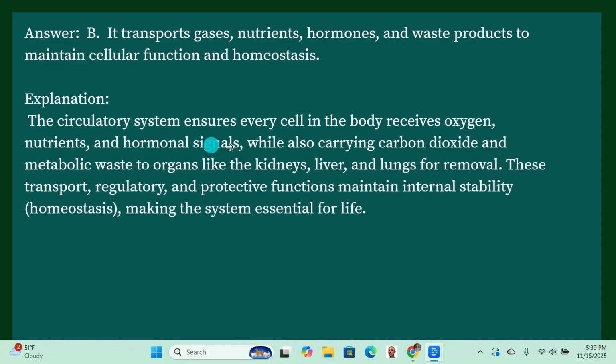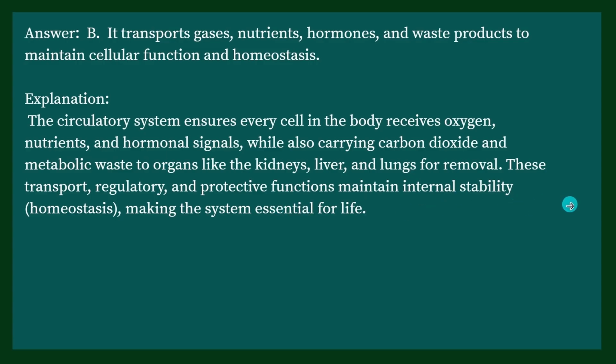The circulatory system ensures every cell in the body receives oxygen, nutrients, and hormonal signals, while also carrying carbon dioxide and metabolic waste to organs like the kidneys, liver, and lungs for removal. These transport, regulatory, and protective functions maintain internal stability, that's homeostasis, making the system essential for life.